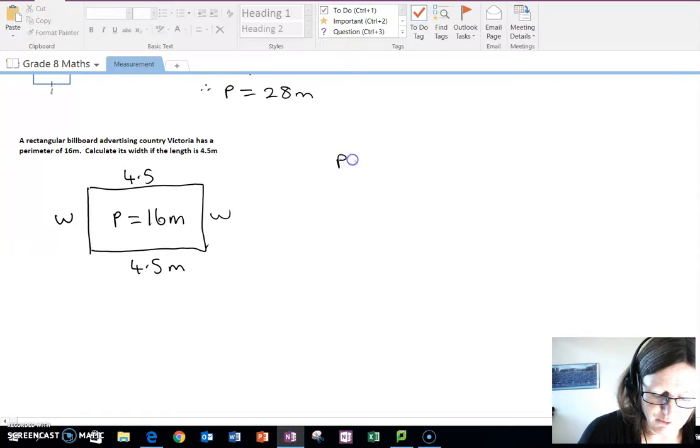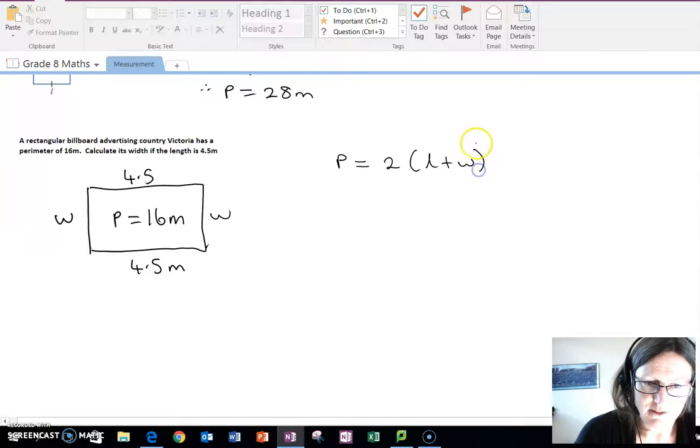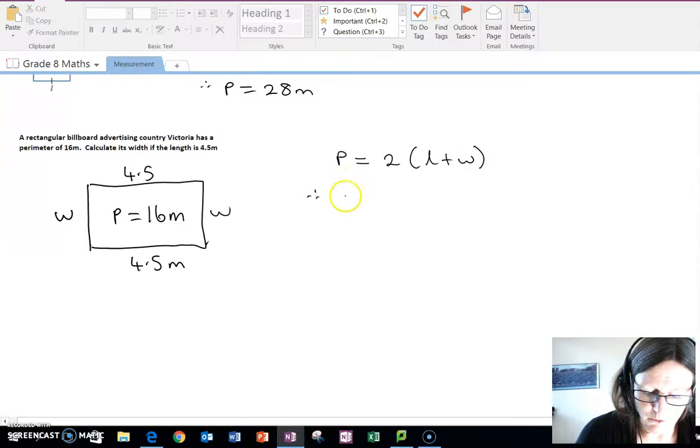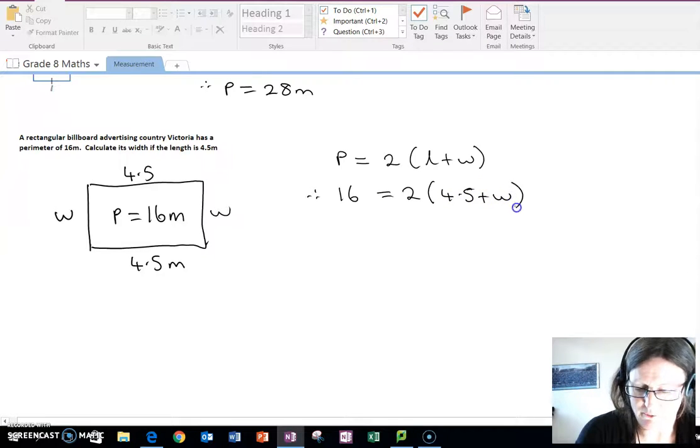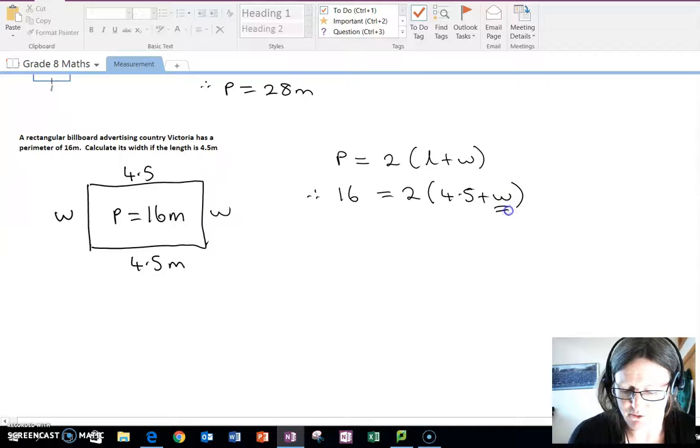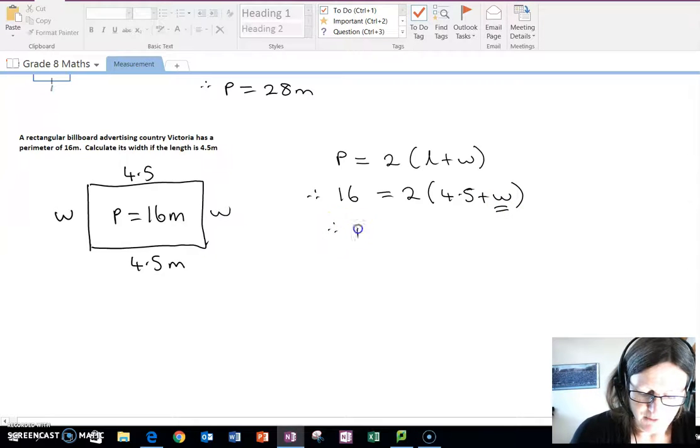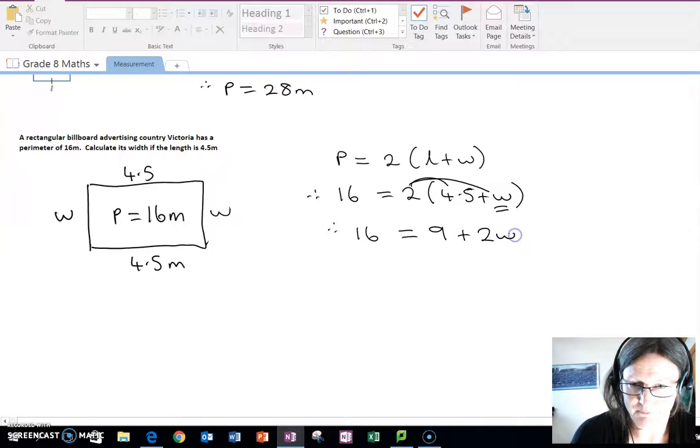So let's write down our formula for the perimeter of a rectangle. The perimeter is 2 lots of the length plus the width. Substituting in what we know, we're told the perimeter is 16, 2, we're told the length is 4.5, and we don't know the width, so we keep that as W. That is what we're trying to find. If I expand these brackets, 2 lots of 4.5 is 9, and 2 times W is 2W.